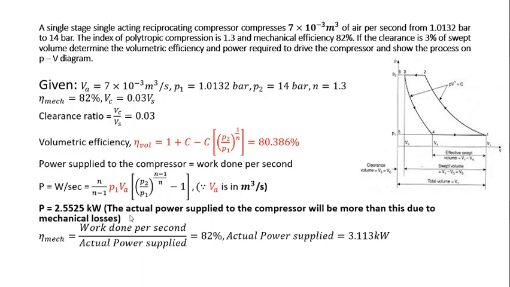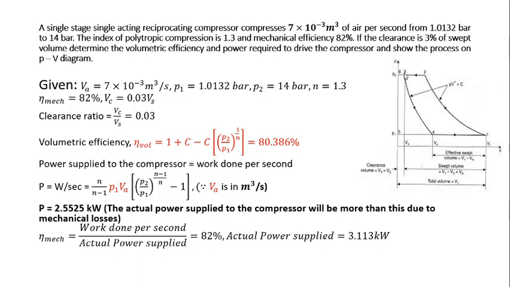Okay. Now see, in the actual case the actual power supplied to the compressor will be more than this due to mechanical losses. That is what we call mechanical efficiency, right? If there are no losses, then mechanical efficiency will be 1. So mechanical efficiency is equal to work done per second divided by actual power supplied, which is equal to 82%. So work done per second is 2.5525, and with 82% efficiency, the actual power supplied is approximately 3.113 kilowatts.